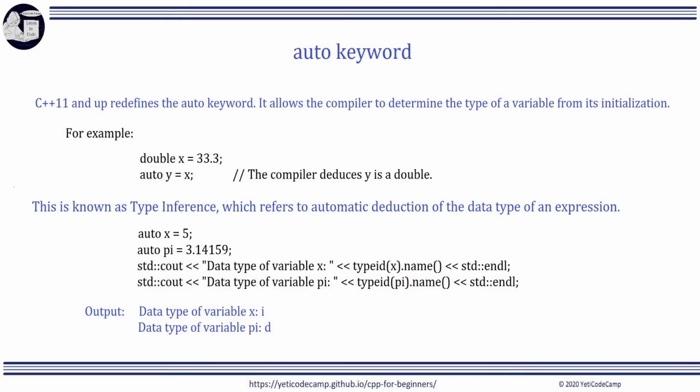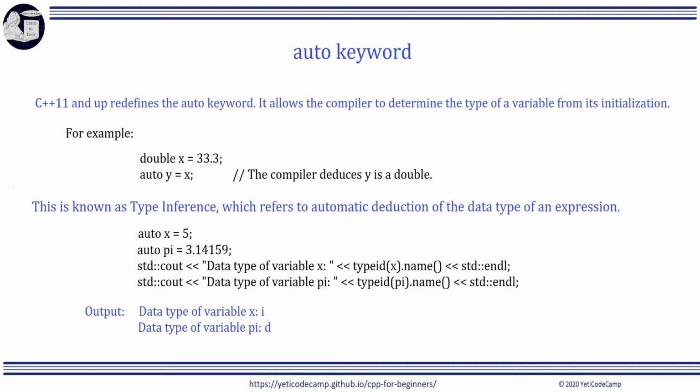First, I'm going to quickly talk about type inference. Type inference is the ability of the compiler to deduce the type of a variable based upon its initialization. The auto keyword, which is redefined in C++ 11, uses type inference to determine the data type for a variable.